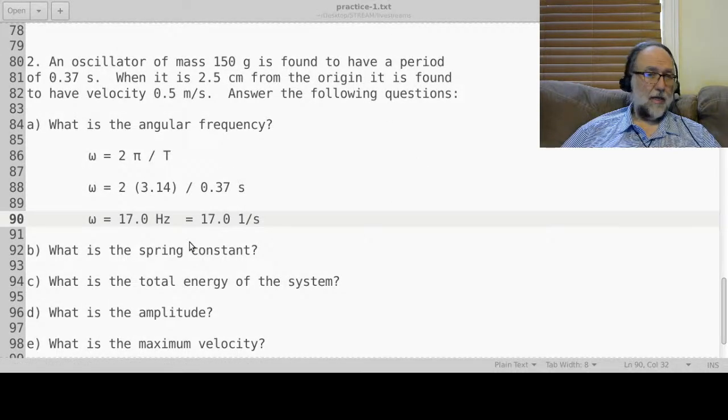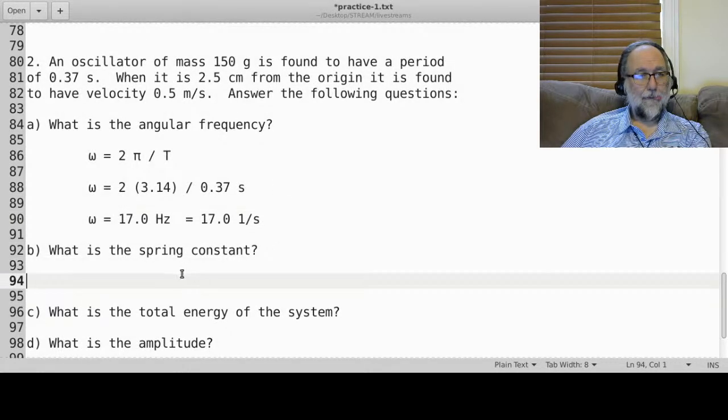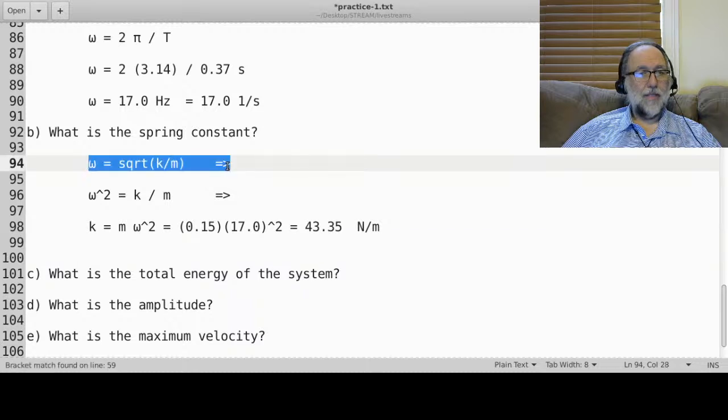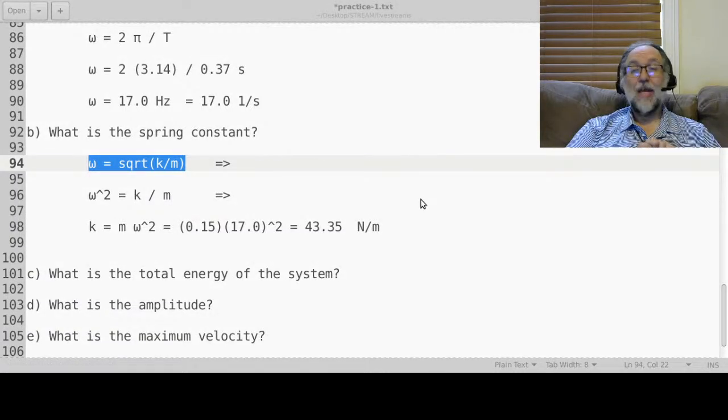So the next question is, what is the spring constant? That's one of the new formulas that came up, and it comes from this idea that a spring is what causes simple harmonic motion. That formula is basically this one right here. Basically omega, our angular frequency, is equal to the square root of k divided by m.